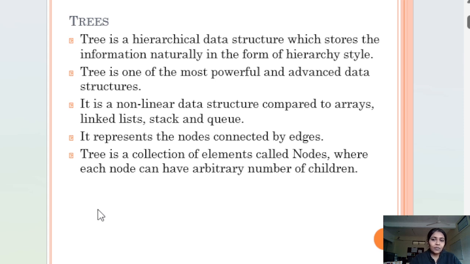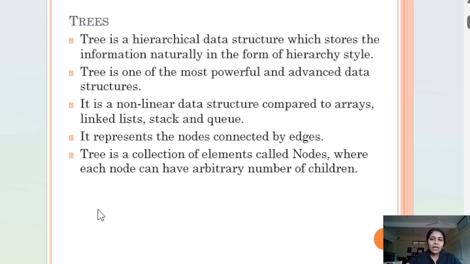Tree is a hierarchical data structure. We store the information naturally in the form of a hierarchy. Tree is one of the most powerful and advanced data structures. It is a non-linear data structure, compared to array, linked list, stack and queue, which are linear data structures. Linear means the data are arranged in a sequential manner. A tree represents nodes connected by edges.